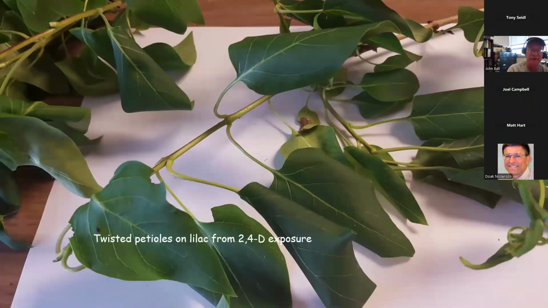Twisted petioles on lilacs from 2,4-D. What I want you to look at is, do you notice how the petioles for each of these leaves is curled and slightly twisted? That's a very common symptom for synthetic auxins. It's not just drooping like you may say occurs with drought. It's that droop and a twist to it. You see that quite often. What you're looking at is drift from a synthetic auxin herbicide.